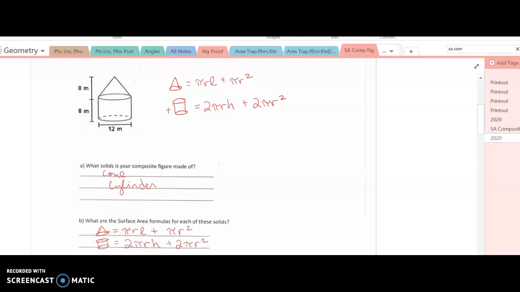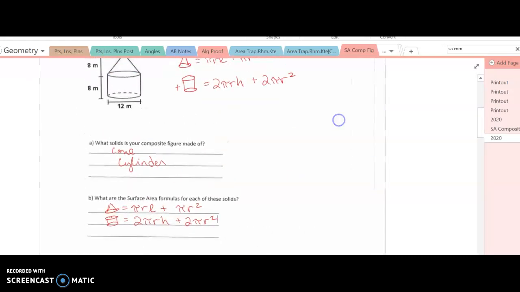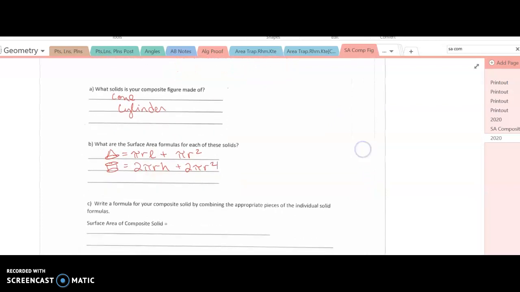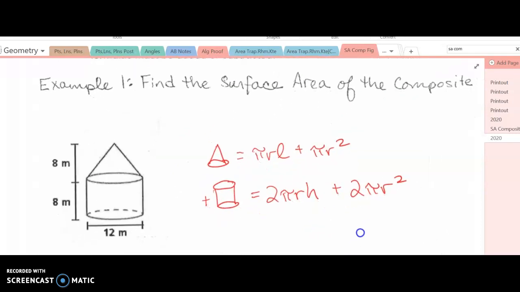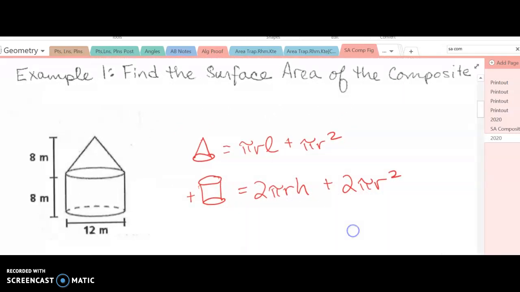Okay, so our next question is, write a formula for your composite solid by combining the appropriate pieces of the individual formulas. So what do they mean by that? So let's go back up and look at what we have here. So this is going to require you to truly understand what the formulas mean. To this point, you may have just been memorizing formulas, or maybe not even that, just writing them down from your notes.